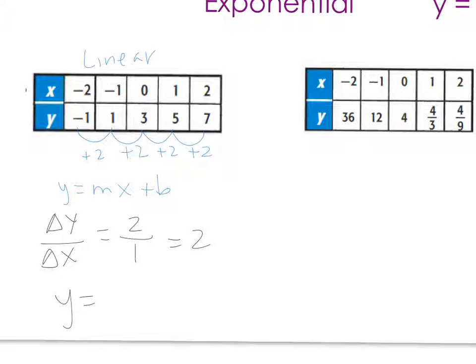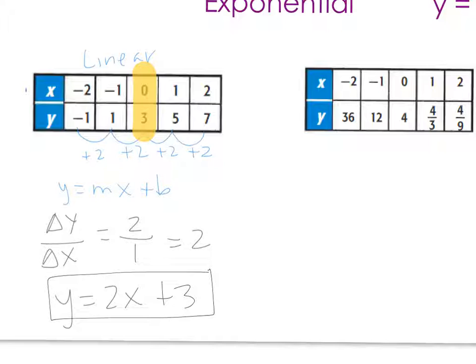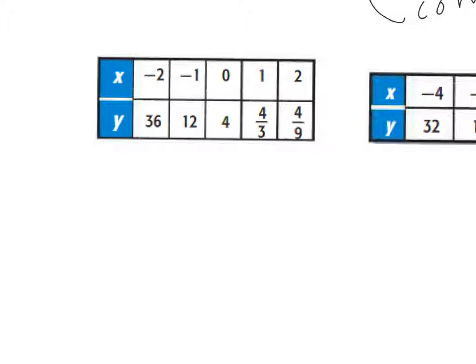So I have y equals 2x. Now, to figure out the y-intercept, just look at your table and determine when x is 0, what's y? Well, y here would be 3. So I get y equals 2x plus 3, and that equation would fit the data that is in the table for a linear function. Let's move on to table 2. Okay, table 2, again, the x values are increasing by 1, and in between the y values, we are multiplying by 1/3 each time.